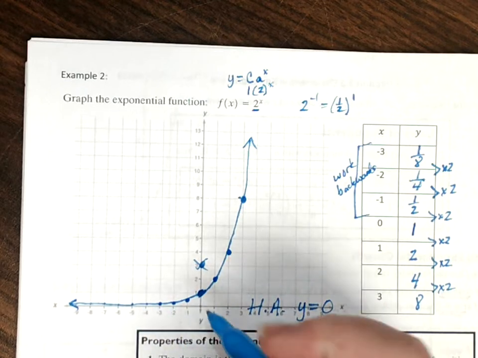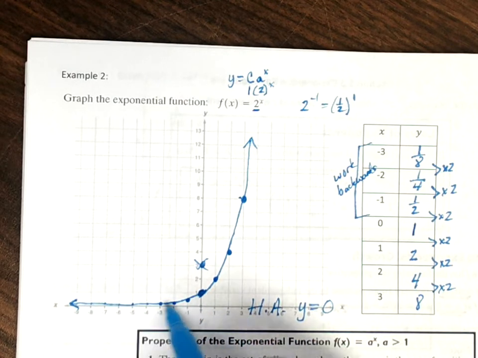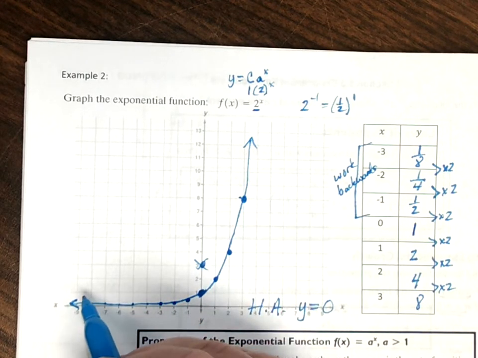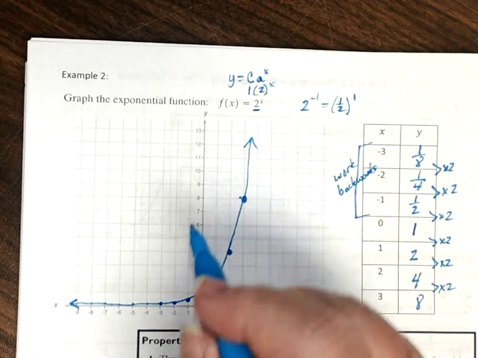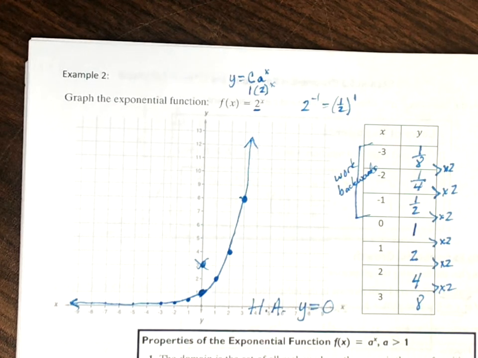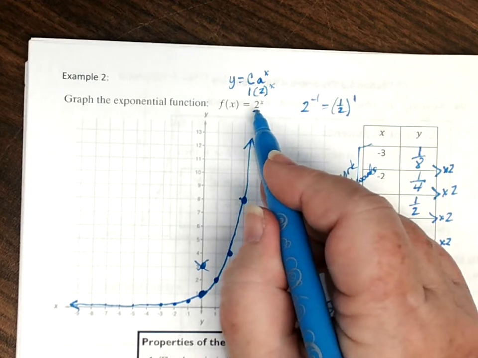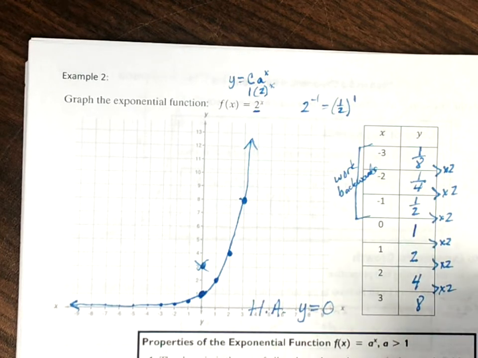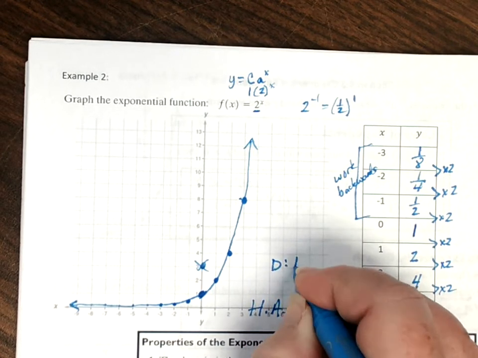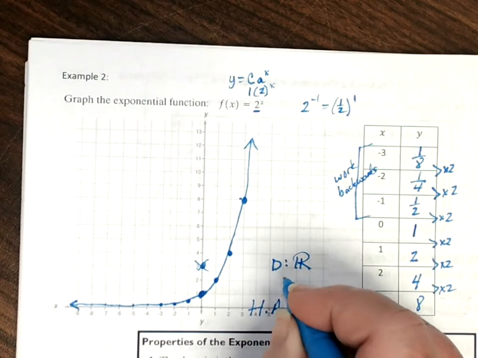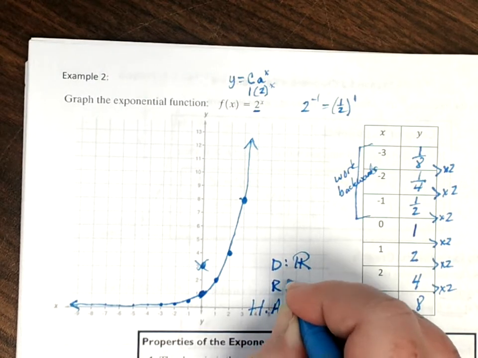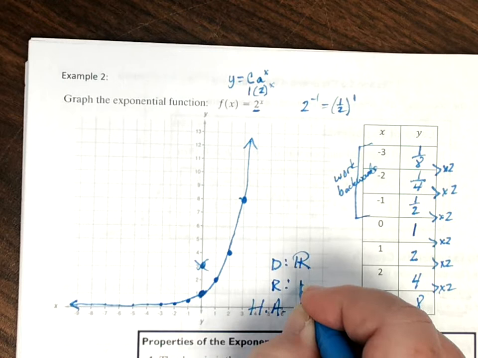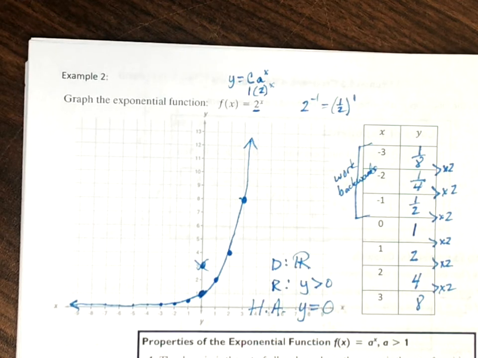So an exponential growth is going to be always increasing. It's going to rise from the left. As x gets bigger, the graph will get bigger. The a value is a positive number, which is greater than 1. The horizontal asymptote is at y equals 0. The domain is all real numbers. I can plug in anything I want. But the range, no matter what I type in, will always be a number that is greater than 0.